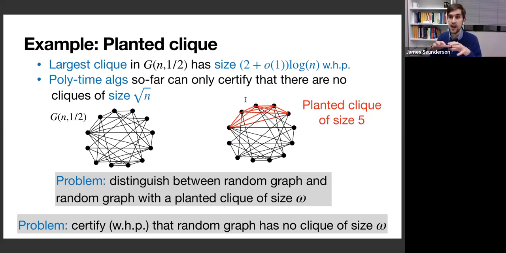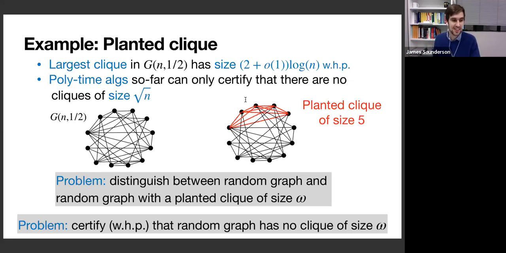Imagine I could certify a good bound on the largest clique in a random graph that worked with high probability, right? Then if you gave me these two graphs to distinguish, I would try to certify a bound on the largest clique in both of them. In the random graph, I'd get my decent bound. And in the other graph, that bound should fail if you're trying to hide a big clique in there, all right? So I would be able to tell.